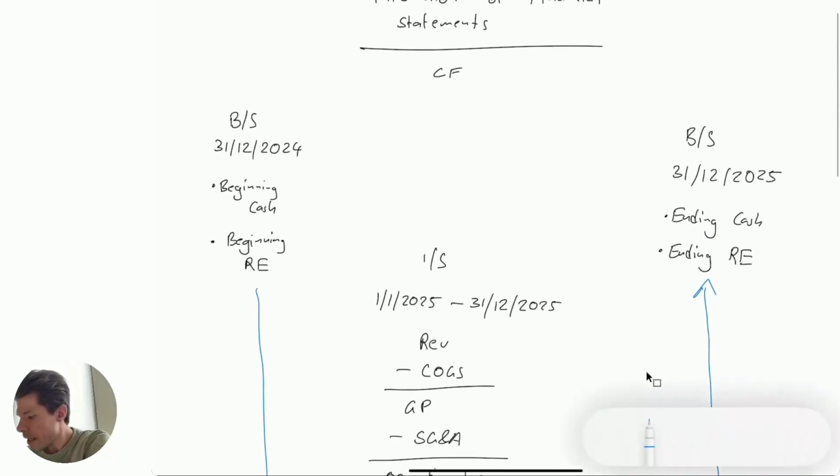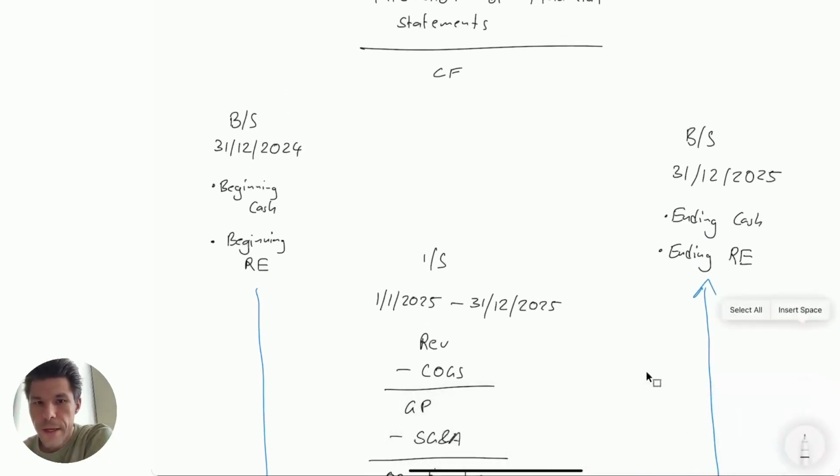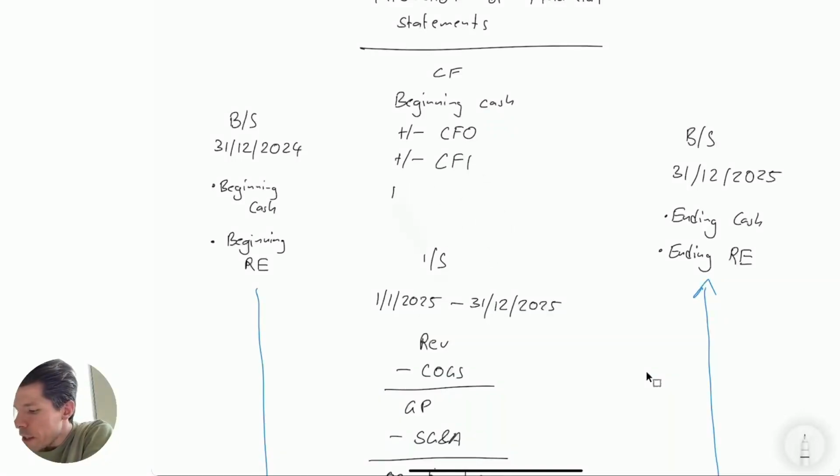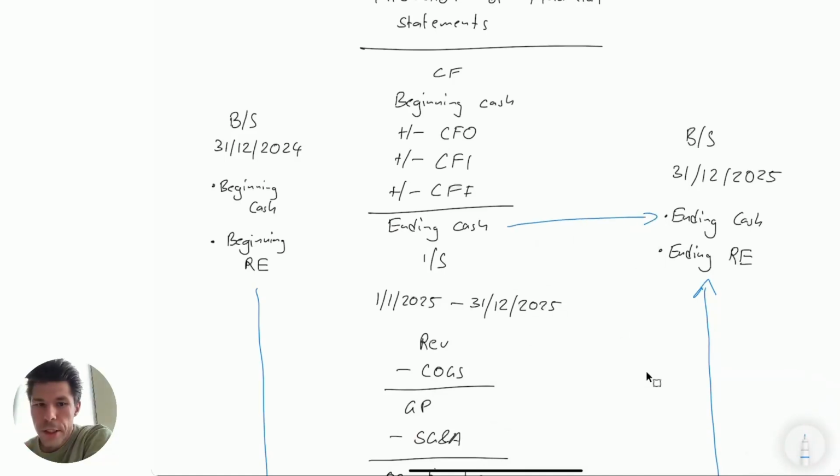If we look at the cash flow statement, and here I want to simplify again, we have beginning cash plus or minus cash flow from operating activities, plus or minus cash flow from investing activities, plus or minus cash flow from financing activities, and then you have ending cash. Ending cash, again, as you can see, goes in here into your balance sheet. Beginning cash goes here.